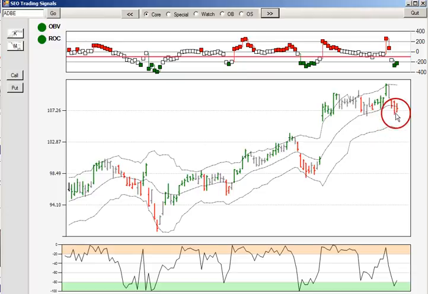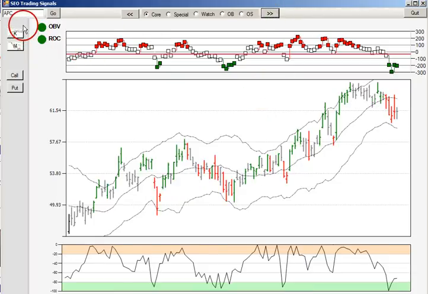It's not quite at the bottom of the channel. But again, it hasn't executed yet, so it could still move lower before moving higher, hopefully. Okay, next on the list is APC, Anadarko Petroleum. It is at the bottom of the Keltner channel. It's making higher highs and higher lows, but again hasn't executed.